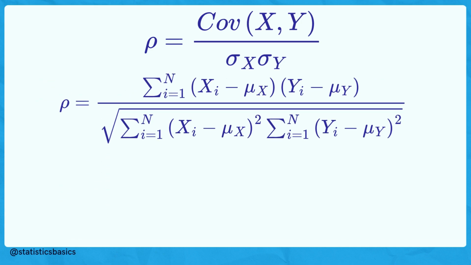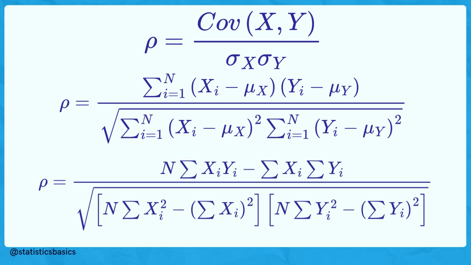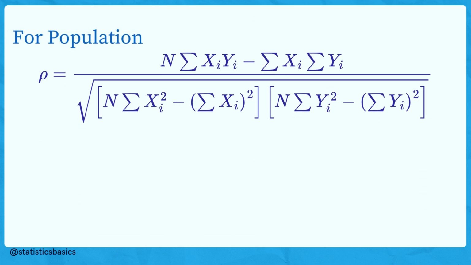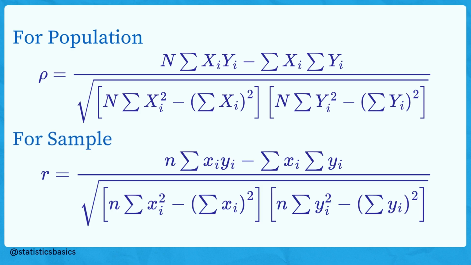By expanding the sums of squared deviations and cross products, this is the simplified version of the population correlation coefficient formula. Now, considering a sample, Pearson's correlation coefficient is denoted by r and is referred to as the sample correlation coefficient. This is the formula for a sample of n pairs of observations.